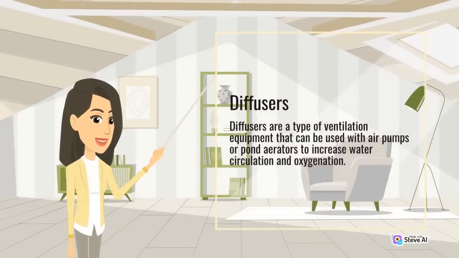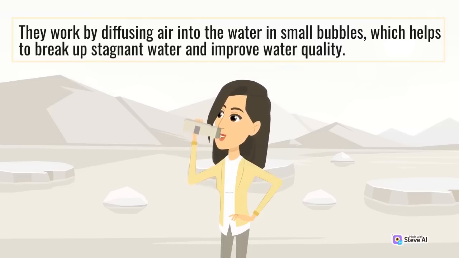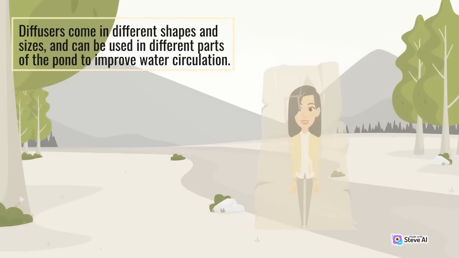Diffusers. Diffusers are a type of ventilation equipment that can be used with air pumps or pond aerators to increase water circulation and oxygenation. They work by diffusing air into the water in small bubbles, which helps to break up stagnant water and improve water quality. Diffusers come in different shapes and sizes, and can be used in different parts of the pond to improve water circulation.